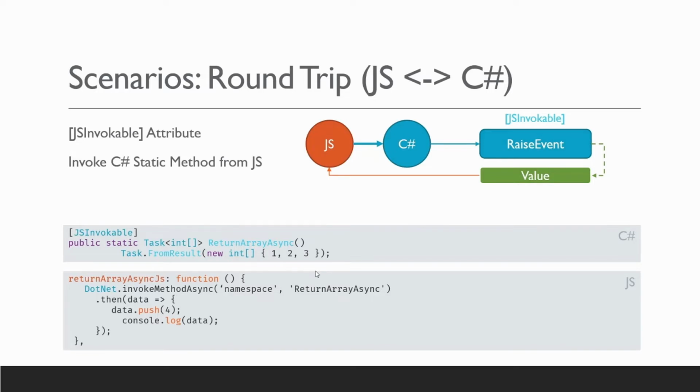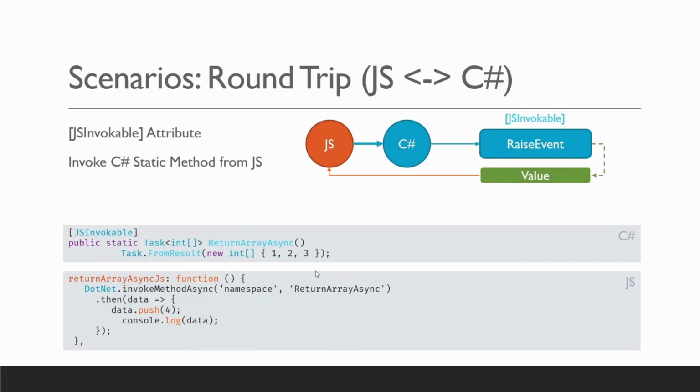Another round trip scenario is when we call C# from JavaScript. In this scenario, we're going to use something called the JSInvokable attribute. What this does is it identifies a static method that can be invoked from JavaScript. So we add the attribute JSInvokable to the first line of the code below. And we're going to expect some sort of array of integers to come back from JavaScript when this is called.